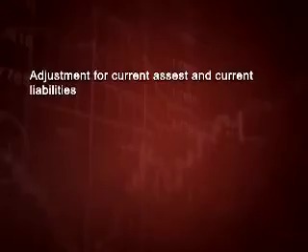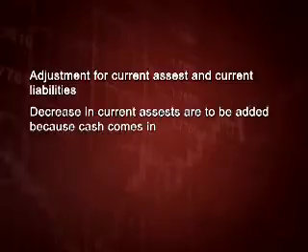Once we have arrived at cash flow before working capital changes, then we have to adjust it for working capital changes, that is adjustment for all current asset and current liability. Now decrease in current asset is to be added because cash is coming in. How? Let's take an example. If debtors decreased, that means cash is received from debtors. Take another example. If the stock is decreased, that means we have sold stock, which again means cash is coming in.